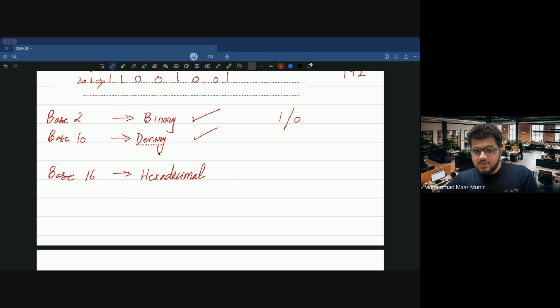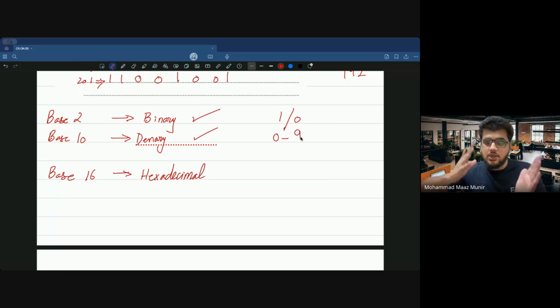Then a base 10 number system, which is denary. Why is it a base 10 number system? Because you can have values from 0 to 9: 0, 1, 2, 3, 4, 5, 6, 7, 8, 9. And if you count 0 to 9, it's basically 10. And now we finally have hexadecimal, which is a base 16 number system. How is it a base 16 number system? Basically, we have the 0 to 9 from the denary, just like denary.